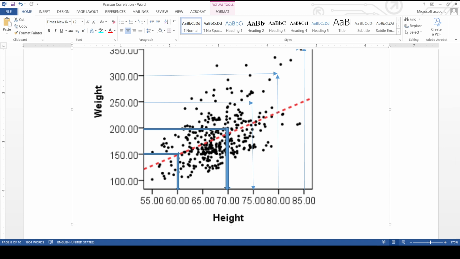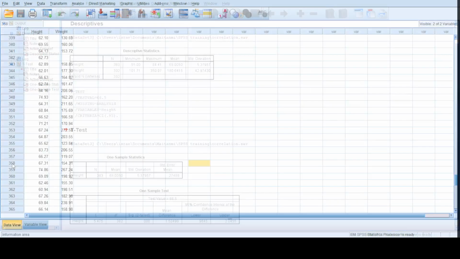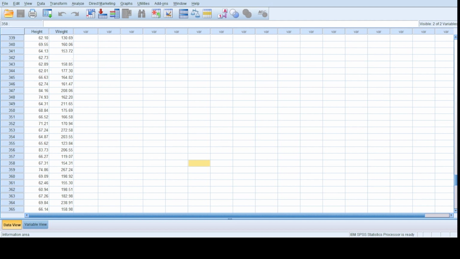So I'm going to switch now from my recording. I'm going to switch to the output, to the SPSS screen. Then we'll look at how we can see our data. Well, Prof has given us examples of what we have.